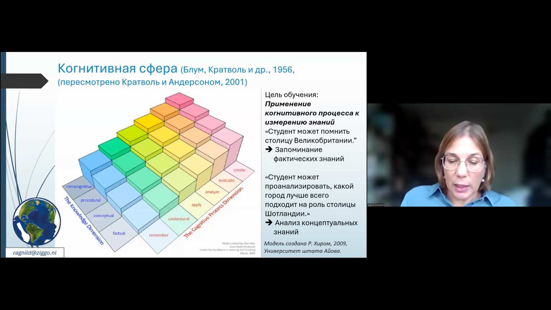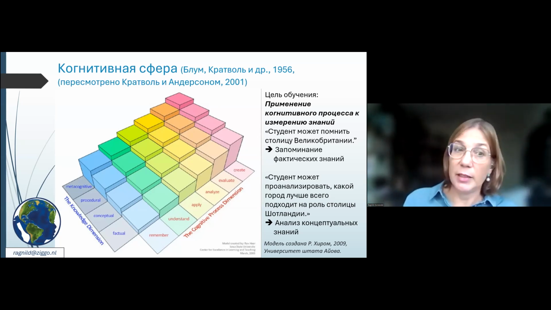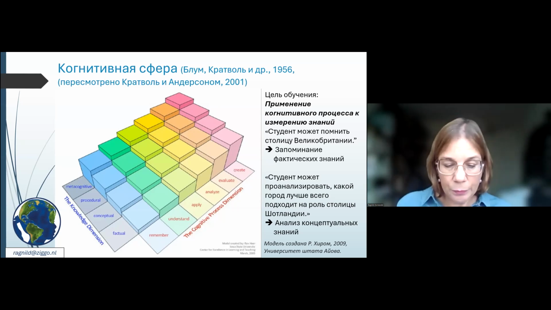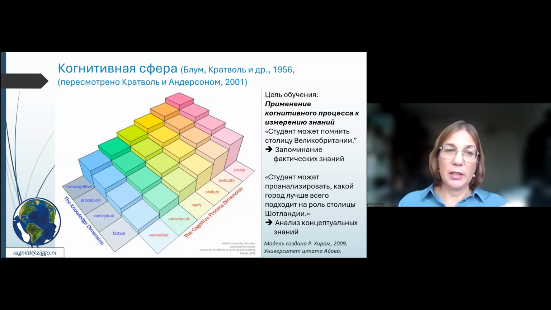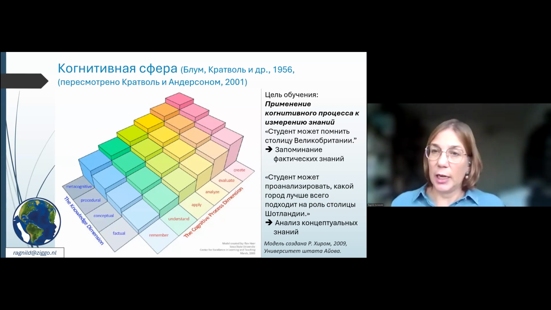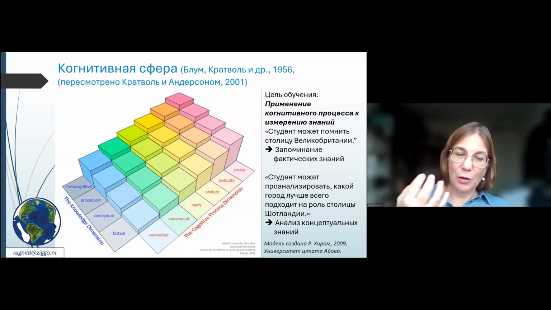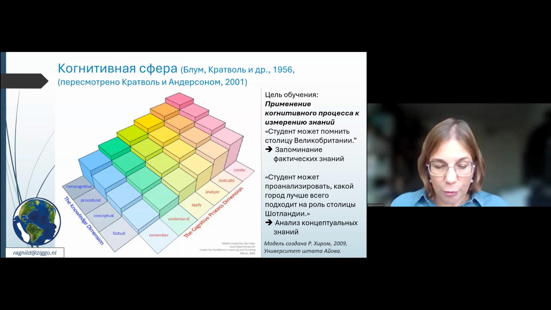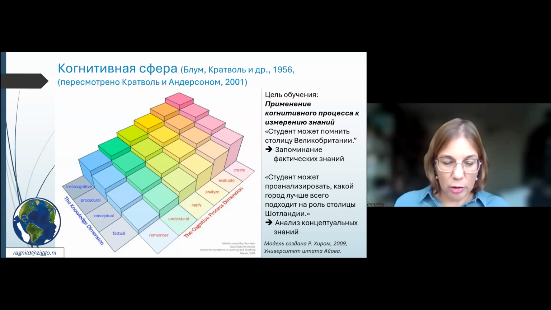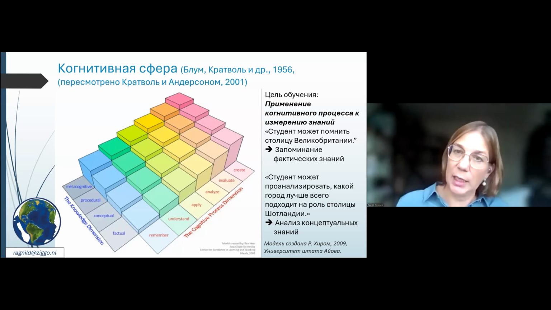And then you have the other dimension. It's the knowledge dimension. And the knowledge dimension is also increasing in complexity and in abstraction. And they talk about factual knowledge. So this is the type of knowledge that you are processing with your cognitive process. So you have the factual knowledge, the conceptual knowledge, the procedural knowledge, and the metacognitive knowledge. And you can also see this building up in complexity and abstraction.